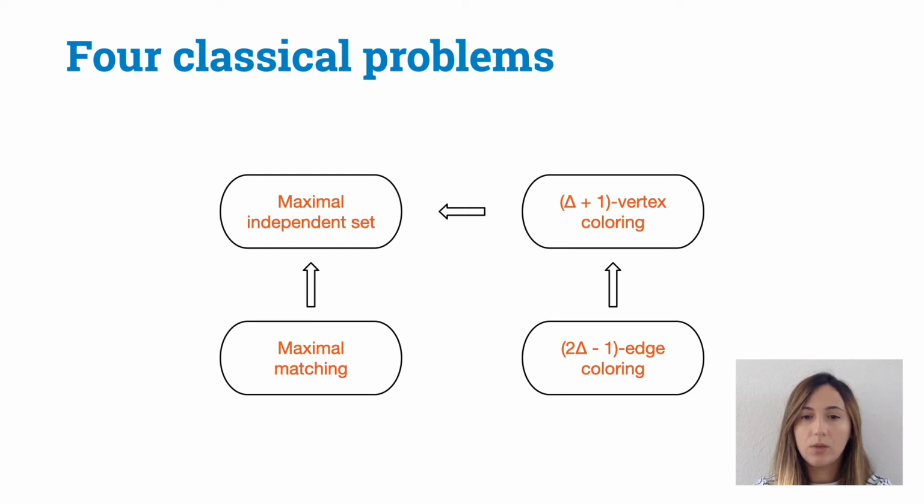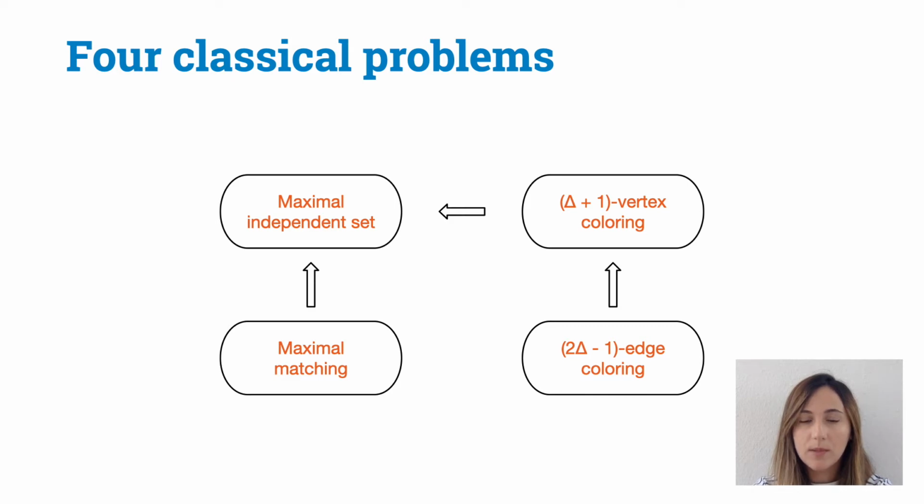In the theory of distributed computing, there are four classical symmetry breaking graph problems that have been at the center of attention since the 80s. These problems are maximal independent set, maximal matching, delta plus 1 vertex coloring, and 2 delta minus 1 edge coloring. While in the centralized setting all these problems can be trivially solved with greedy algorithms, in the distributed setting a lot of questions related to these problems still remain open. Essentially, we still do not know the exact time required to break symmetry.